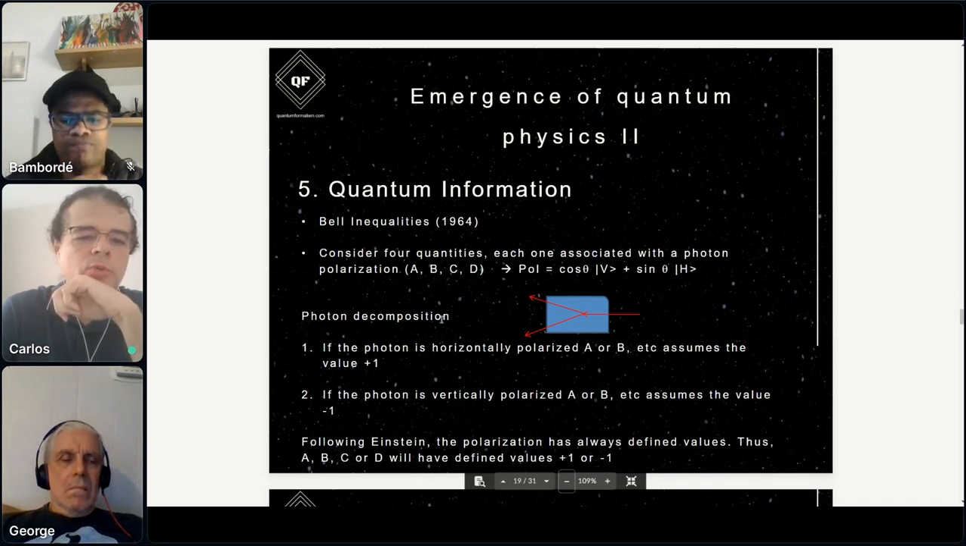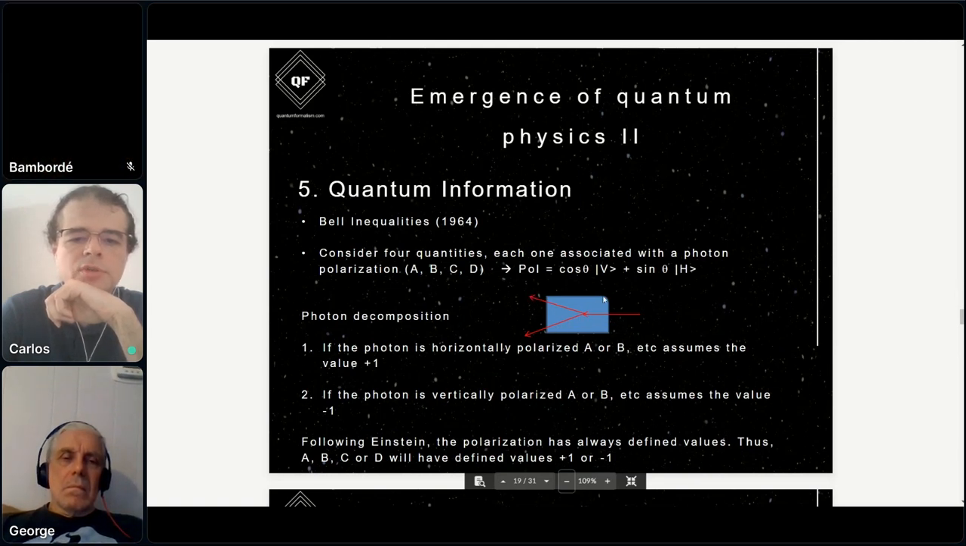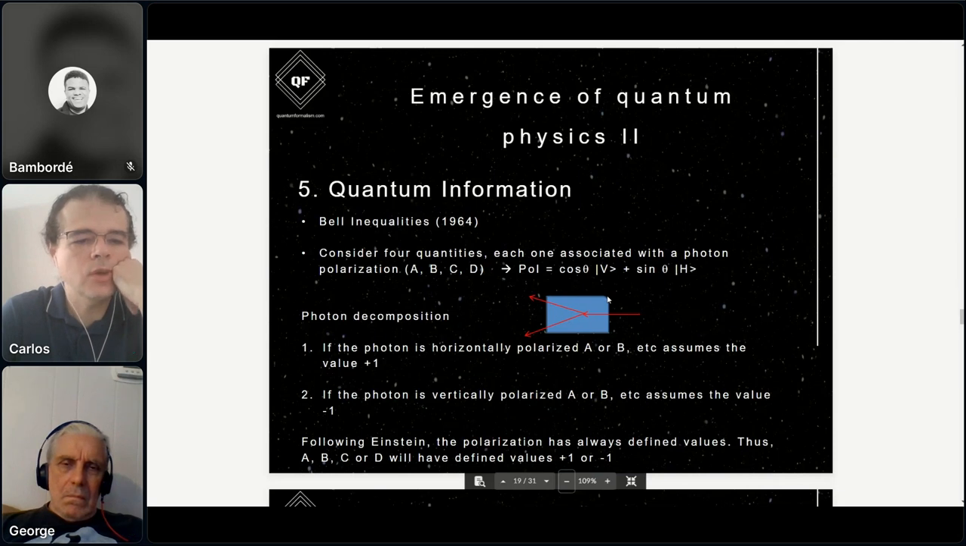And the photon can be decomposed in some types of crystals. You can send a photon, and the photon has some polarization, and this polarization can be decomposed, depending on the internal structure of the crystal. The polarization would be something like the horizontal and vertical parts. So if the photon is horizontally polarized, the quantity A, B, C, or D assumes the value plus one. If vertically polarized, A, B, C, or D assumes the value minus one.